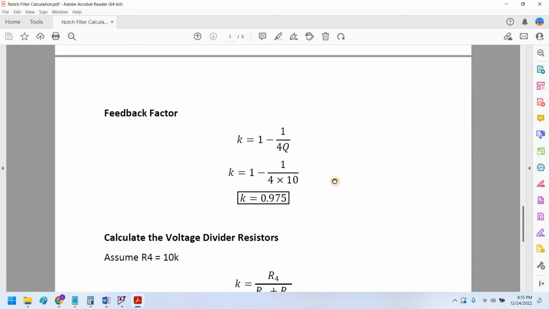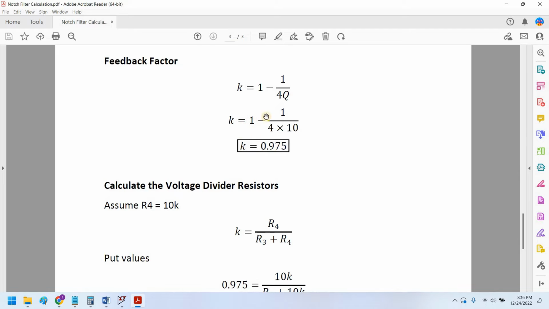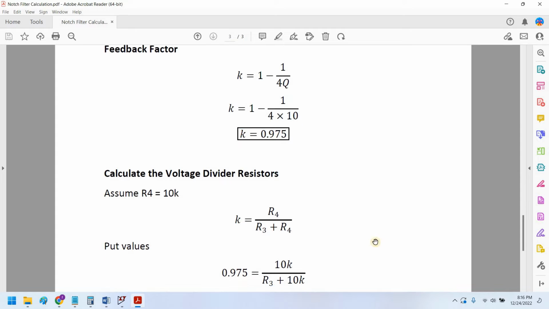But before going to the simulation circuit design, the one thing which is left is the feedback factor. This feedback factor is basically the output signal being fed into the input circuitry at some particular ratio. And this I will show you in the simulation. For now just see the formula: the feedback factor K equals 1 minus 1 upon 4Q, and since we got the value of Q, we will get the value of K as well.